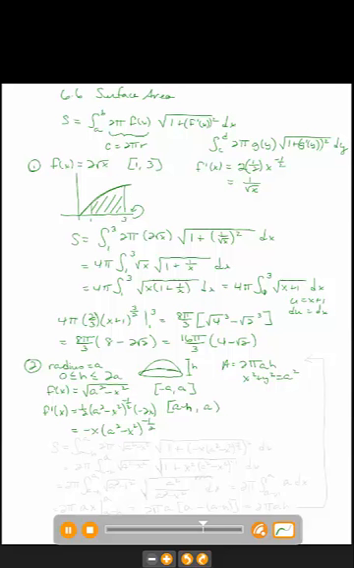So let's set up our surface area. We're going to go from a minus h to a. We have a 2 pi. We have the radius, which is the square root of a squared minus x squared. Then we have a square root of 1 plus the derivative squared, and the derivative is negative x a squared minus x squared to the negative 1/2, all squared.